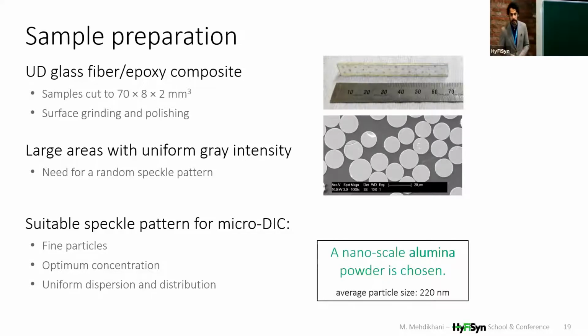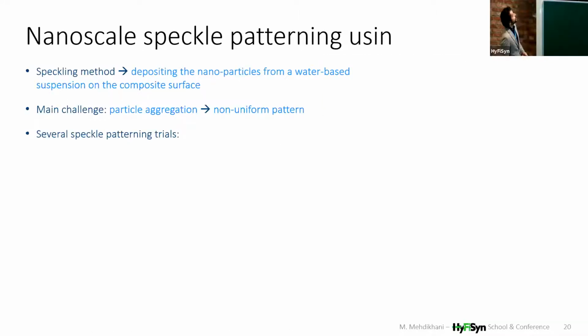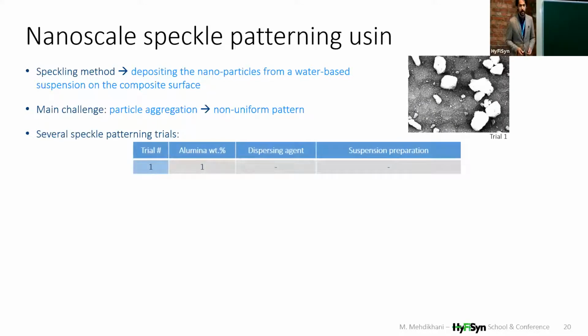So we had to apply a speckle pattern here, and for that we had to choose, because as you can see, the fibers here are quite small, 17, 18 micrometers. So the speckle patterns that we had to go for had to be nanoscale particles. For that, we chose an alumina powder, and depositing this alumina powder on the surface of the material was fun, but was not easy. We decided to just deposit this particle out of a water-based suspension. The only thing that we could do was trial and error, of course.